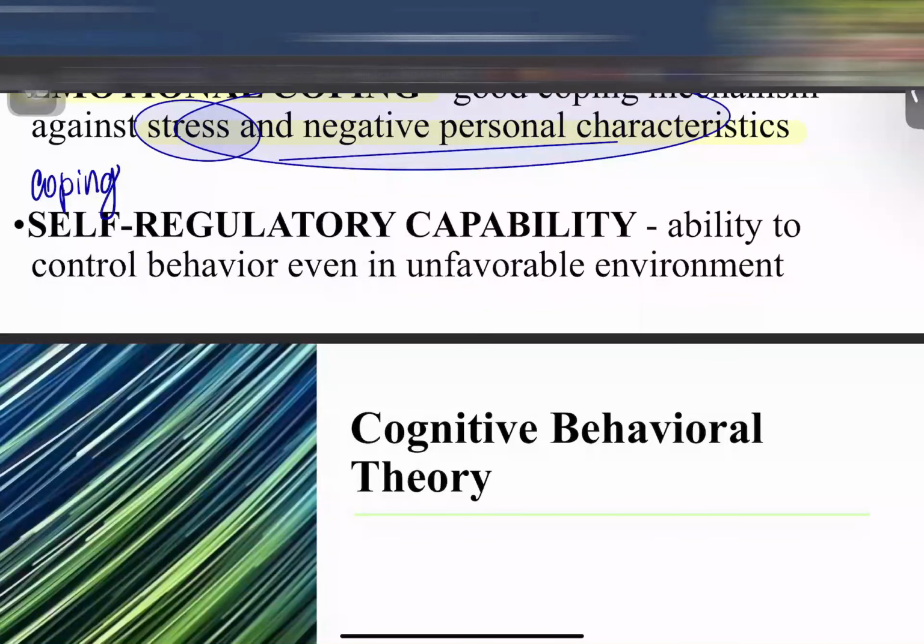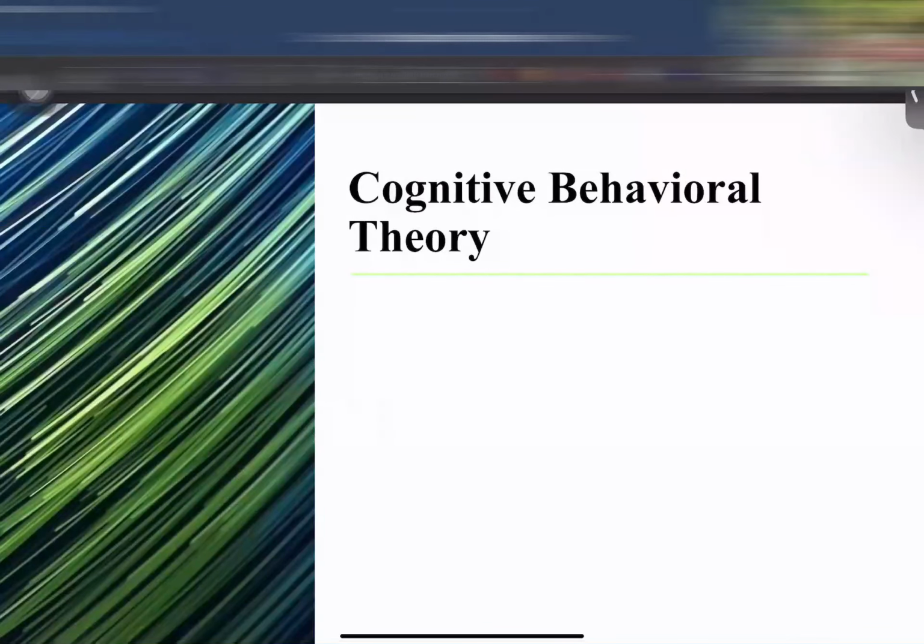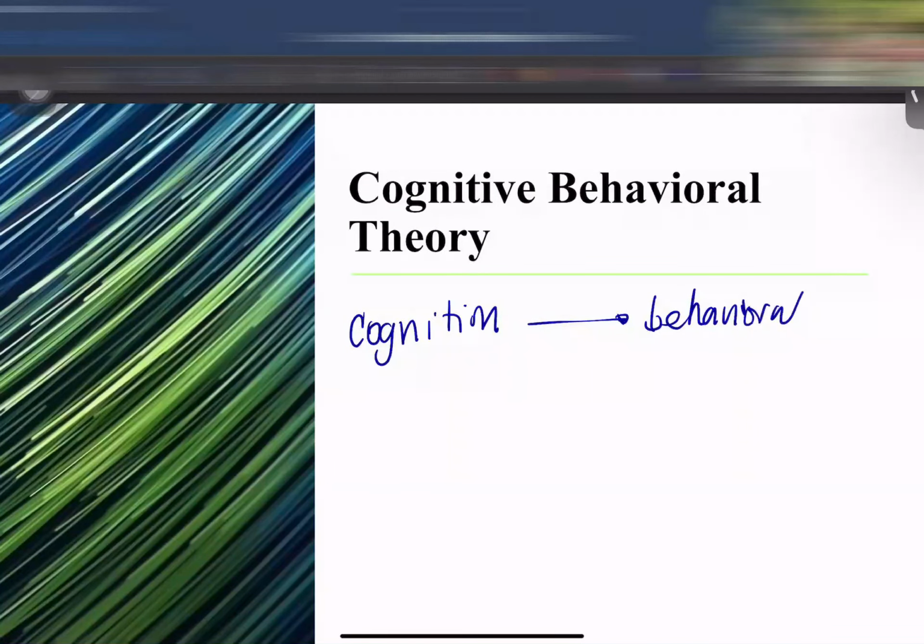So that is for your social cognitive theory. The next one, class, is your cognitive behavioral theory. Plus, for your cognitive behavioral theory, it describes the role of cognition in determining the behavioral pattern of an individual.